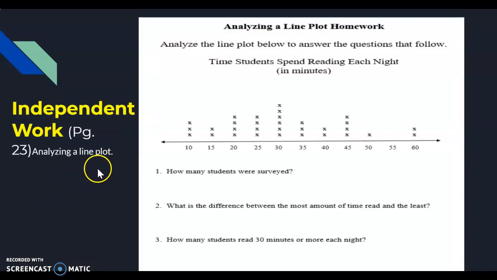For our independent work, it is located on page number 23, and the title of that one is Analyzing a Line Plot. This has been assigned to you on Google Classroom, but you're going to work the problems out on your sheet on page 23. You're going to do that independently.